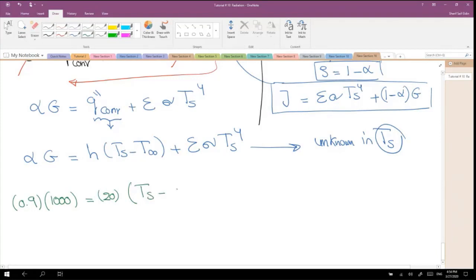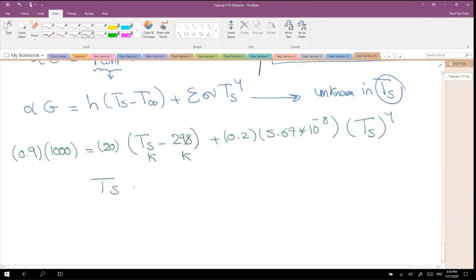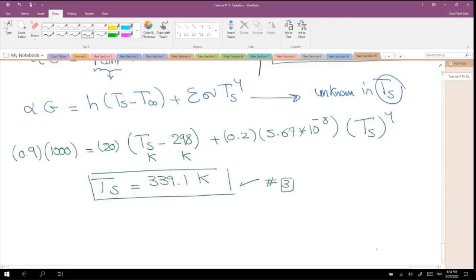Ts minus T infinity. I just do it here in Kelvin, so the whole temperature in the problem is going to be in Kelvin. Epsilon is 0.2 given to you. Sigma is 5.67 multiplied by 10 to the negative 8, also multiplied by T surface to the power 4. So if you solve this equation, you're going to find out T surface is 339.1 Kelvin, and this is the requirement number 3.